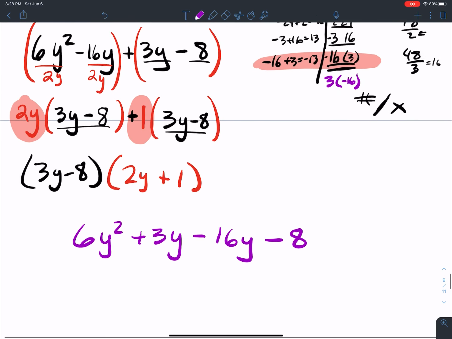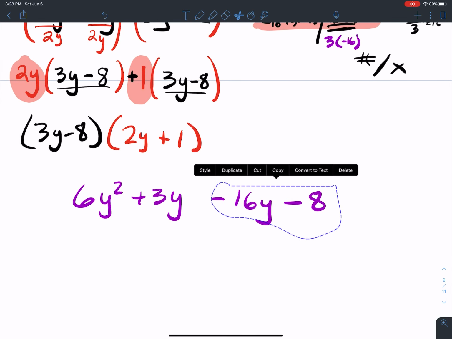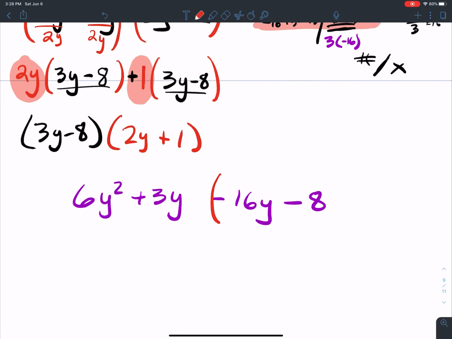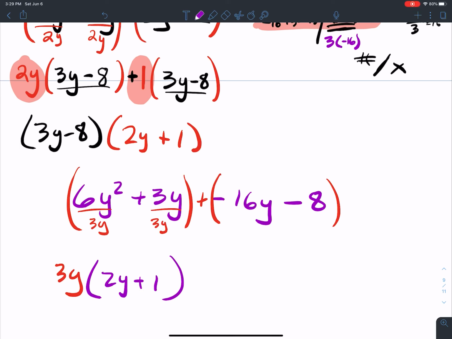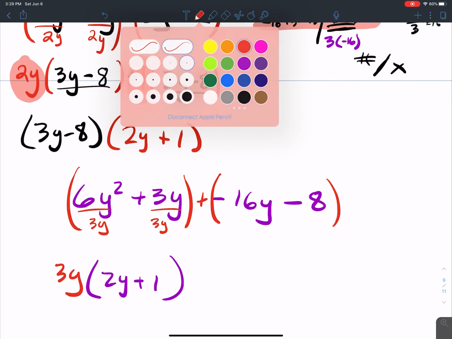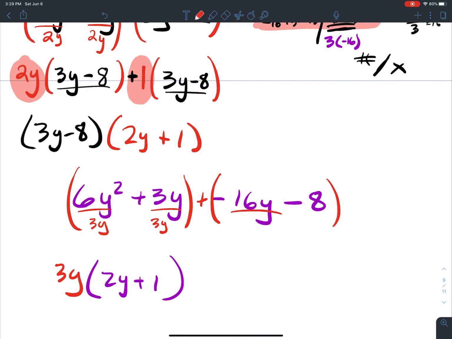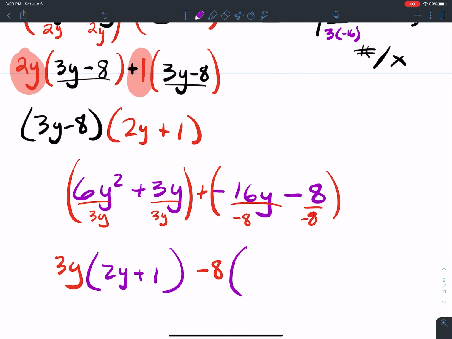Okay, what do we have to have in the middle? We got to have a plus in the middle, right? So as long as we have a plus in the middle, we ain't got no problems, do we? Okay, so I can factor a 3y out of both of those. So 3y comes out, and what do I have left inside? I've got 2y plus 1. And then I can factor a negative 8 out of both of these. And I have a negative 8 that comes out. And negative, make a positive 2y, and then plus 1, just like that.